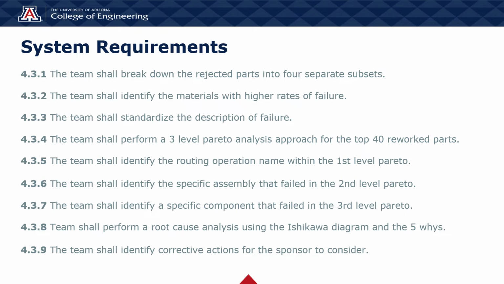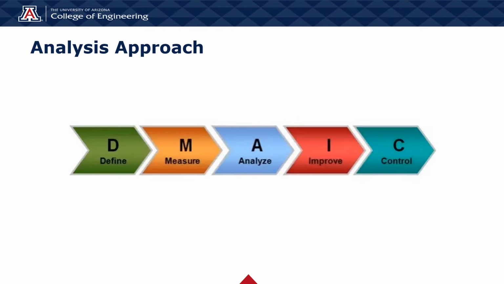These system requirements guide us for our project. With these system requirements, we have separated the cells into 4 subsets, performing a 3-level Pareto analysis and using an Ishikawa diagram with the 5 whys to get to corrective actions for the sponsors to consider. DMAIC is the process architecture the team is following in order to achieve an improved process within Celestica. This process architecture helps the team establish a baseline or current state in order to determine where we want to go and how we tackle the rework at the site.